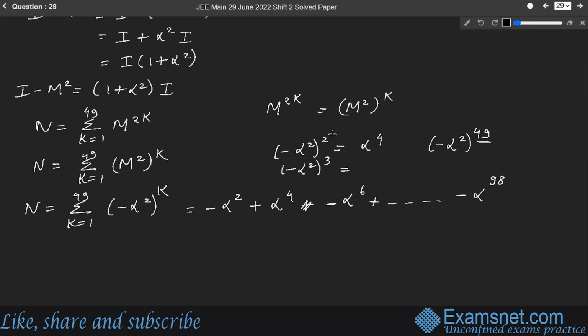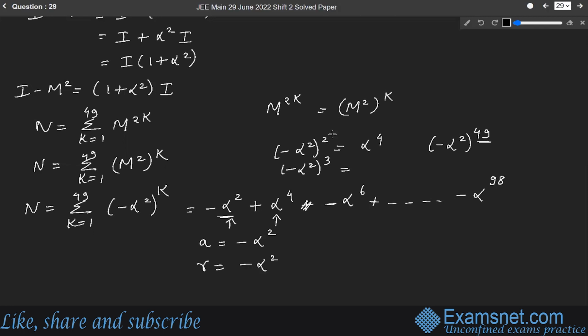Now you can see that this is forming a GP. Okay. Here the first term is minus alpha square. What is the first term in a GP? A is the first term. So A is minus alpha square. And what is the common ratio? When we divide the second number by the first number, we get the common ratio. So common ratio is denoted by R. Common ratio is also minus alpha square.